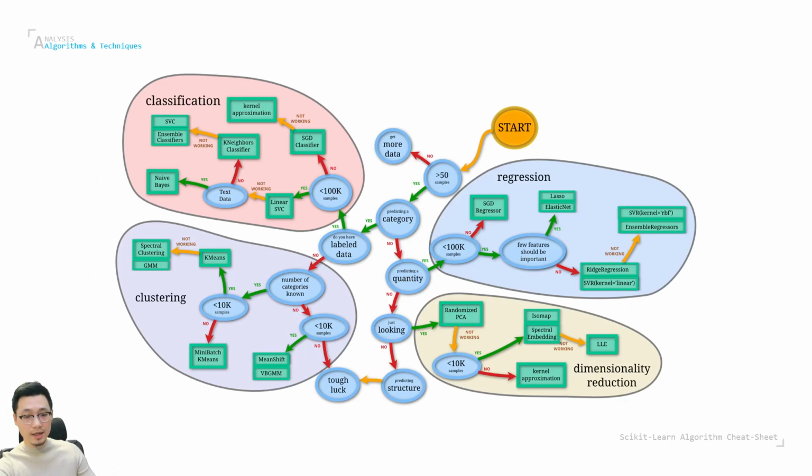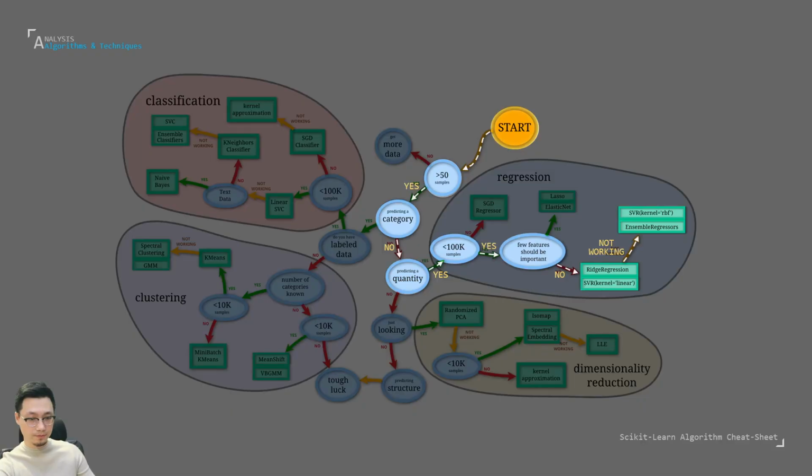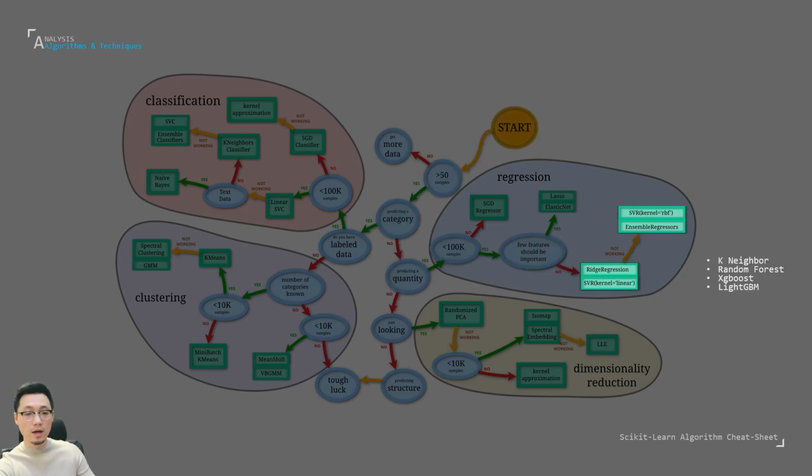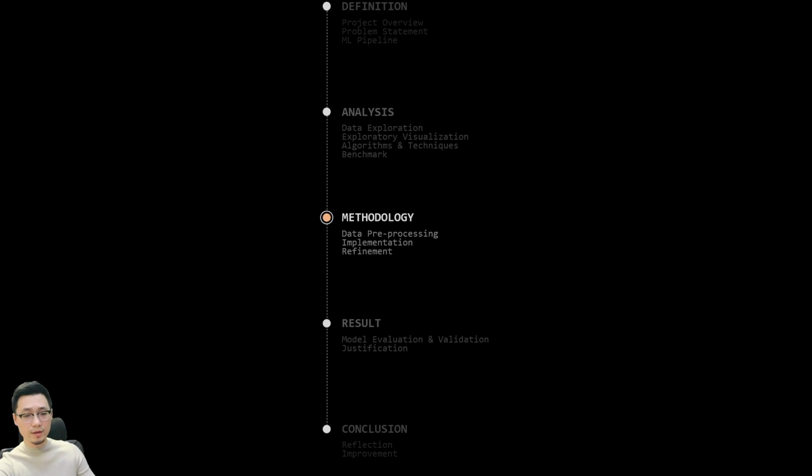With basic understanding of data, it is time to decide which models we are going to use. According to the scikit-learn algorithm cheat sheet, with more than 50 and less than 100k data points, and with more than a few important features, ridge regression, ensemble regressors, and SVR are selected. In addition to these models, I add 4 more commonly used regression models to the list. With the knowledge of data and models, we are on to the third section, methodology.